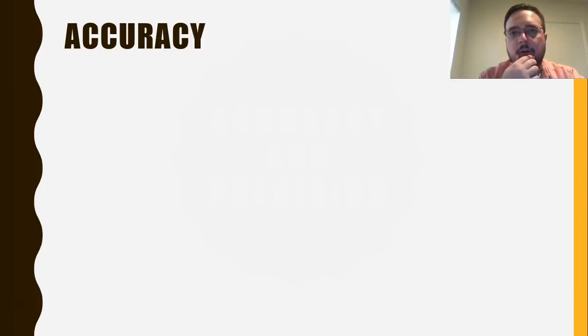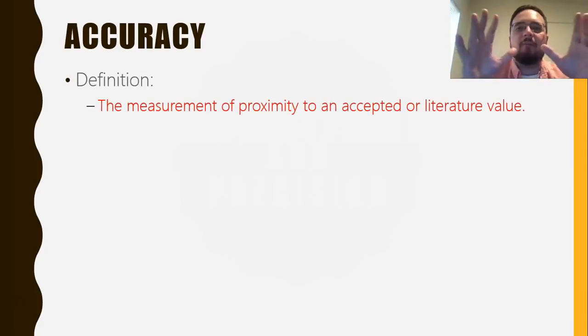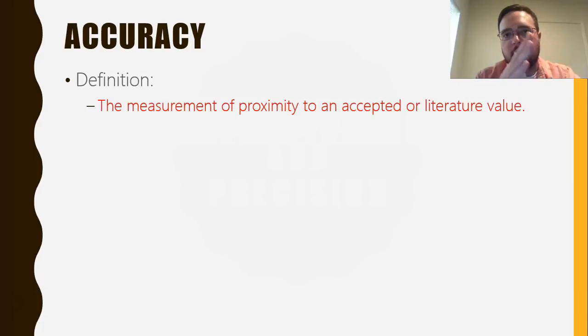So the first thing we need to do is define what each term means. First off is accuracy. The definition of it is that it's the measurement of proximity to an accepted or literature value. So how close can our experiment get to duplicating a value from another scientist, or to duplicating a calculated value that we determine through chemical equations and so on and so forth?